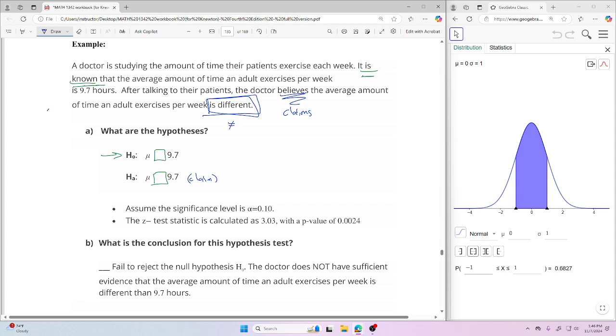Not equal to. It's not less than, it's not greater than, it's just not equal to. I don't know which way, but it's not equal to that. So what's the opposite of not equal to? Is equal to. Always opposites. And then what kind of tail test would this be? Two-tail test. Very good.